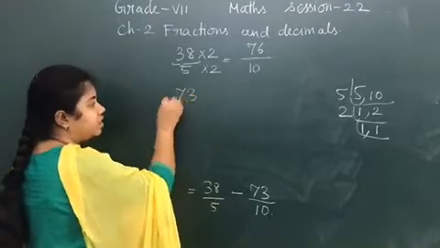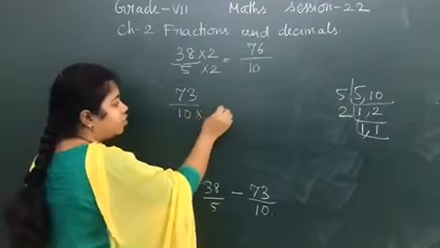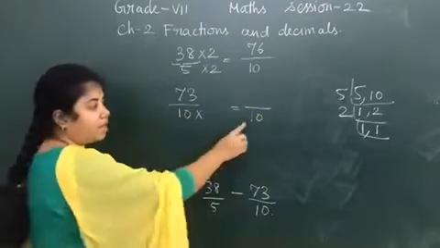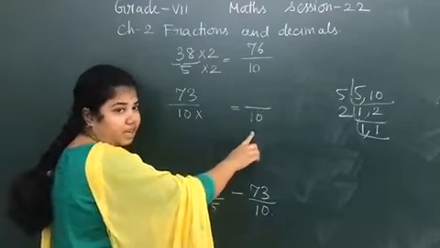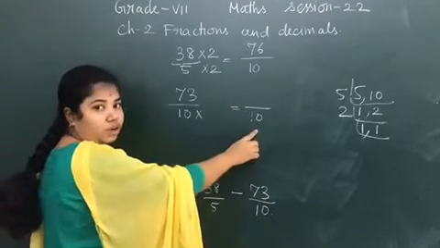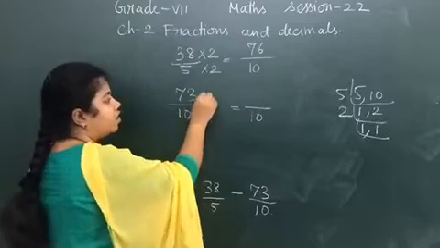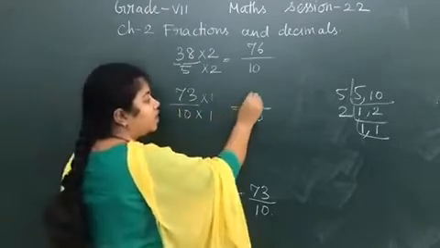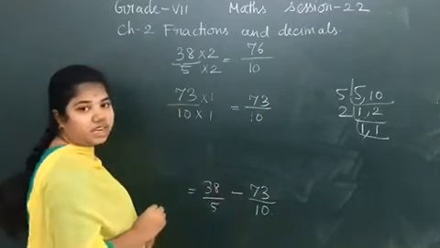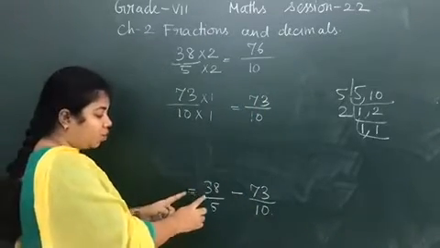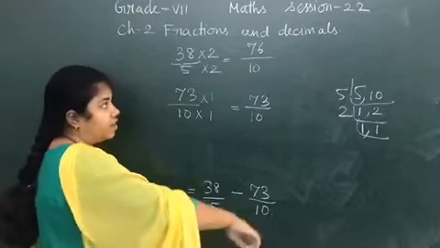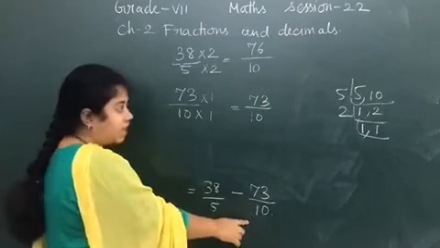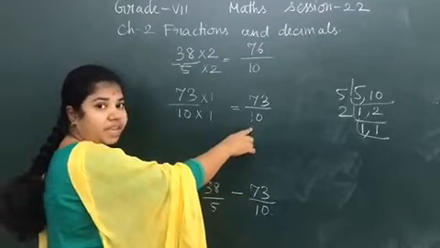Okay. Now what is the next number here? Fraction 73 by 10 into dash is equal to divided by 10. My LCM is 10, so I am writing divided by 10. 10 into 1 is equal to 10. So multiply 1 to the numerator also. So 73 into 1 is 73. Are you clear? Now 38 by 5 is converted as 76 by 10 and 73 by 10 is converted as again 73 by 10.